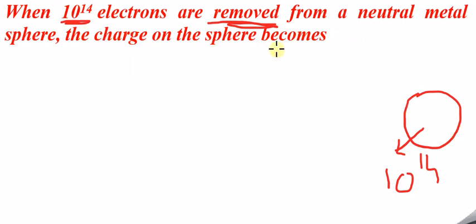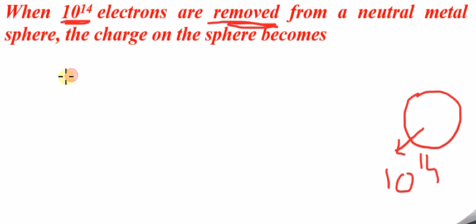So the question is, there is one metallic sphere like this. If 10 power 14 electrons are removed from this metallic sphere, then what is the charge on the sphere? A sphere will have positive charges and negative charges, which are electrons. If some electrons are removed, then what is the charge on the sphere? That is the question. I hope the question is very clear now.